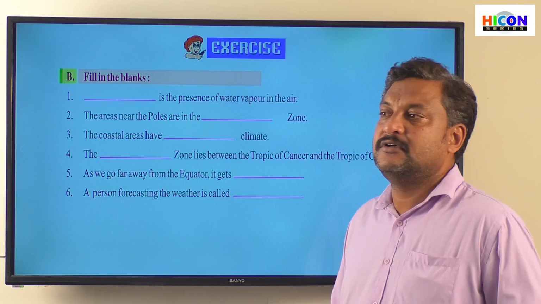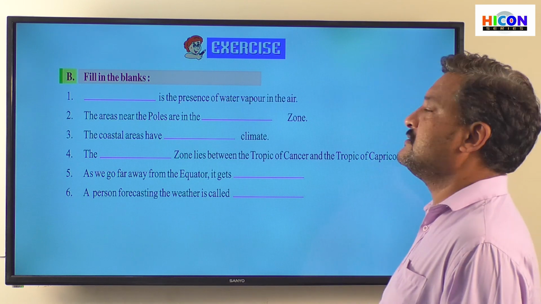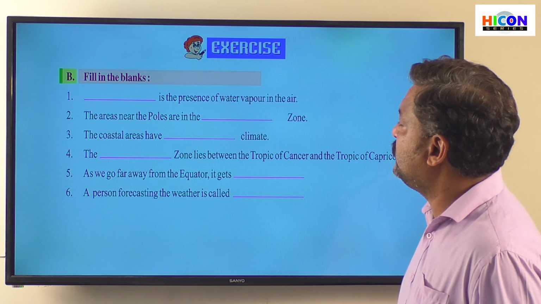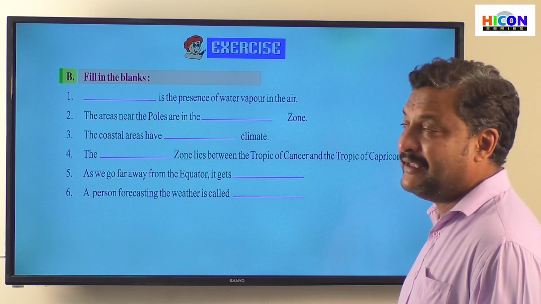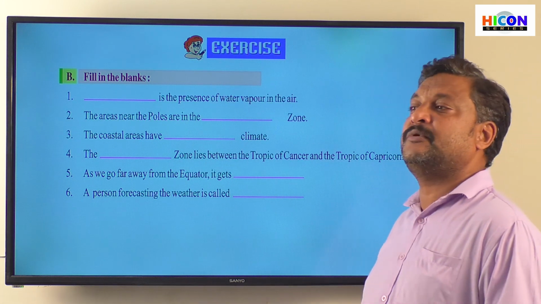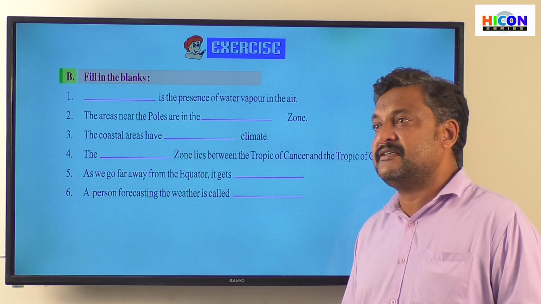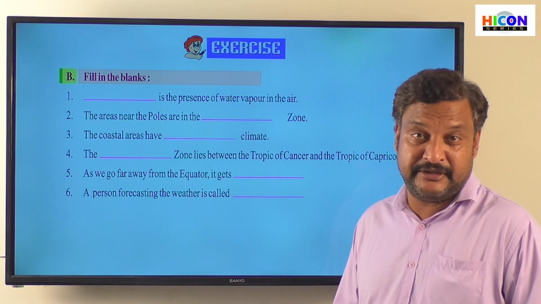Okay, children. So now we have come to the next one. Fill in the blanks. What is the next question? Fill in the blanks. First one. Dash is the presence of water vapor in the air. So what do we call the presence of water vapor in the air? Yeah, the air which has smaller molecules of water vapor. So that is called humidity.